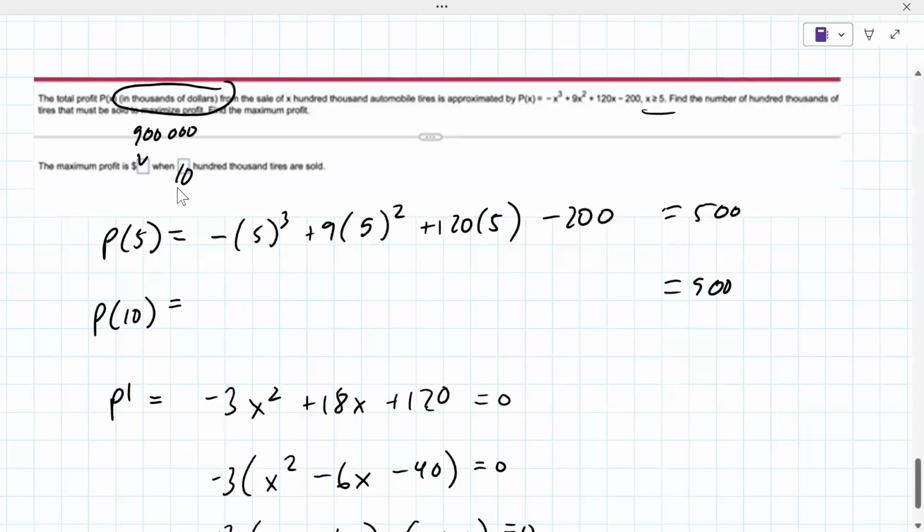Wait, I'm sorry. Where did 900,000 come from? So we got 900, but it says the profit is in thousands of dollars. Oh, that's it. So 900. Sorry. Okay, yeah. Okay. When 500, oh no, 10. Okay. Is that okay? Yeah.